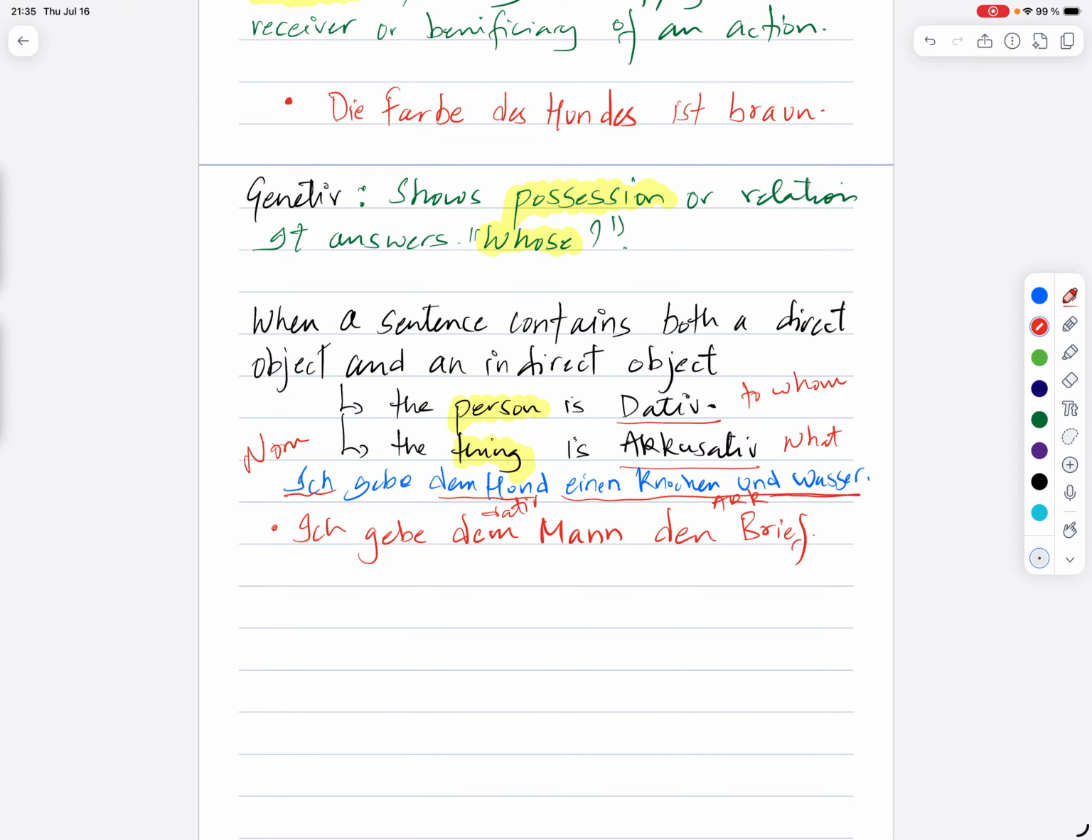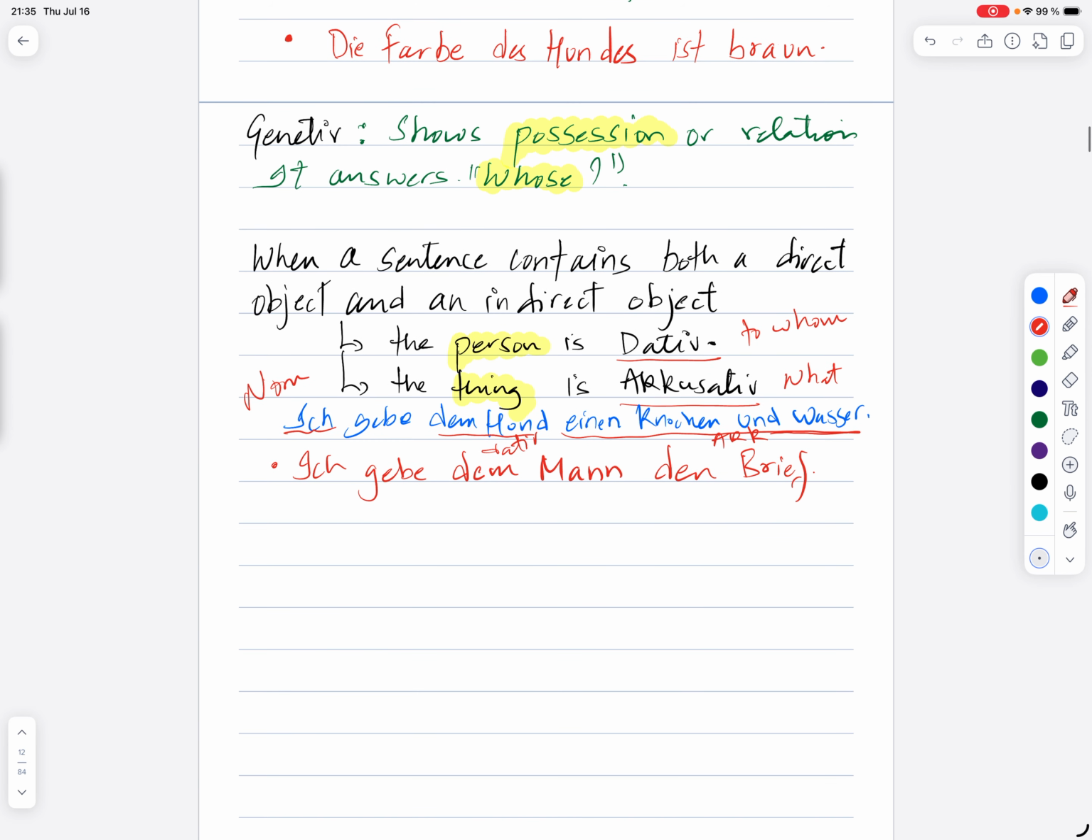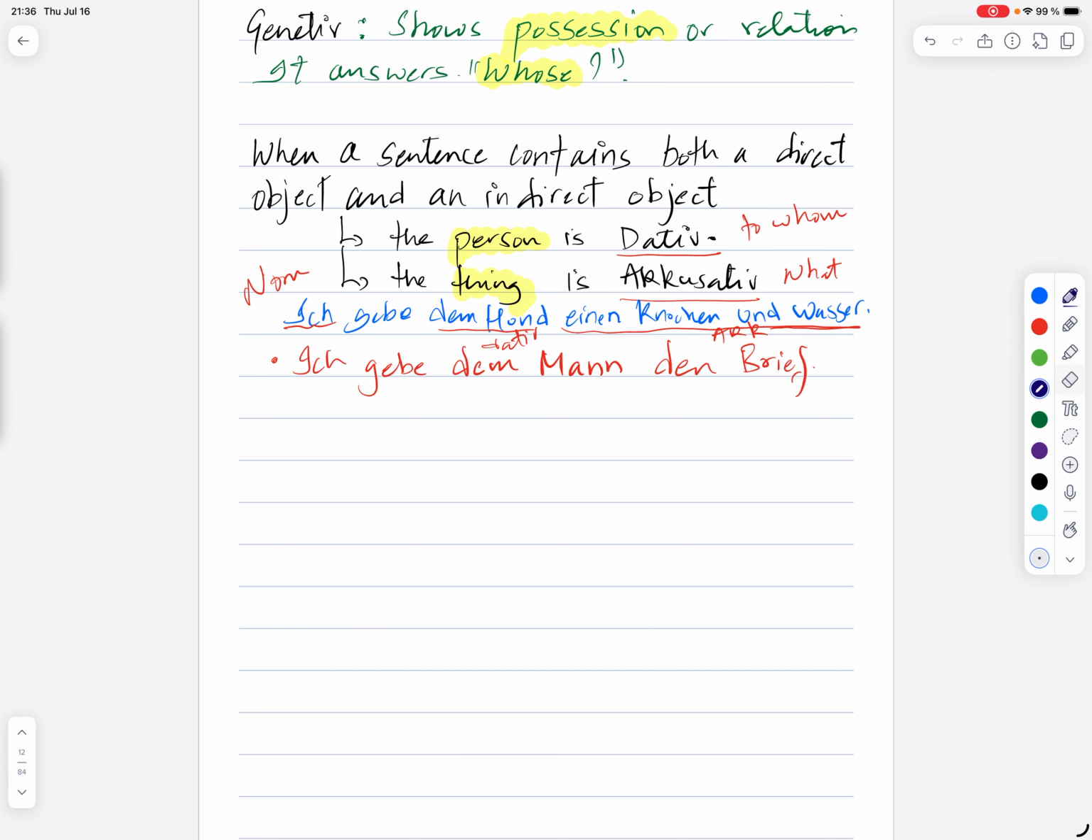So when we have more objects, direct objects, indirect objects, if there's a person, a living thing, that goes in dative, and the non-living thing goes in accusative. So that's the easier way to find out in a sentence, and then accordingly you can find the structure of the sentence. For example, we can see this new sentence: ich gebe dem Mann den Brief.